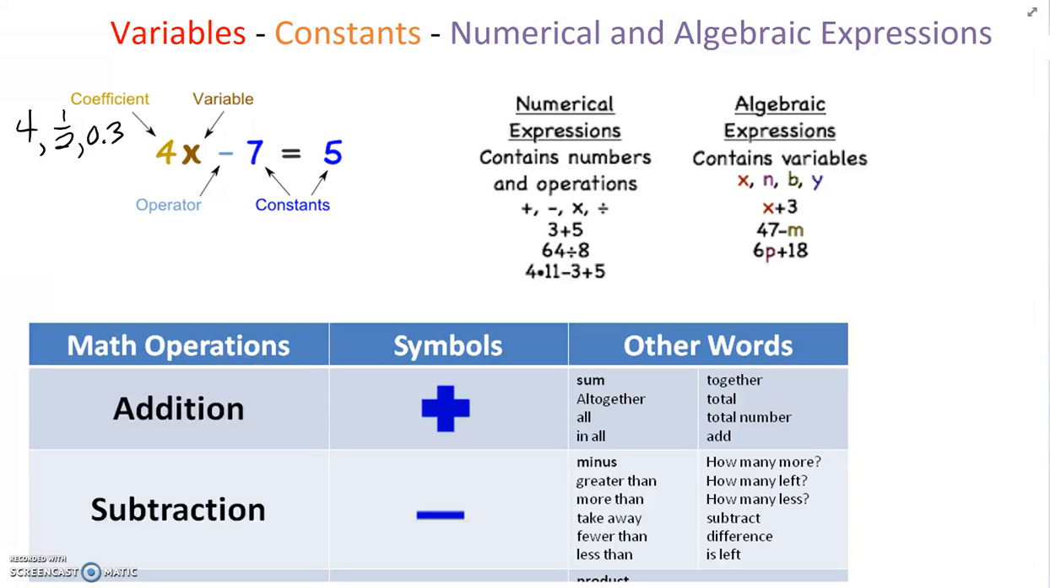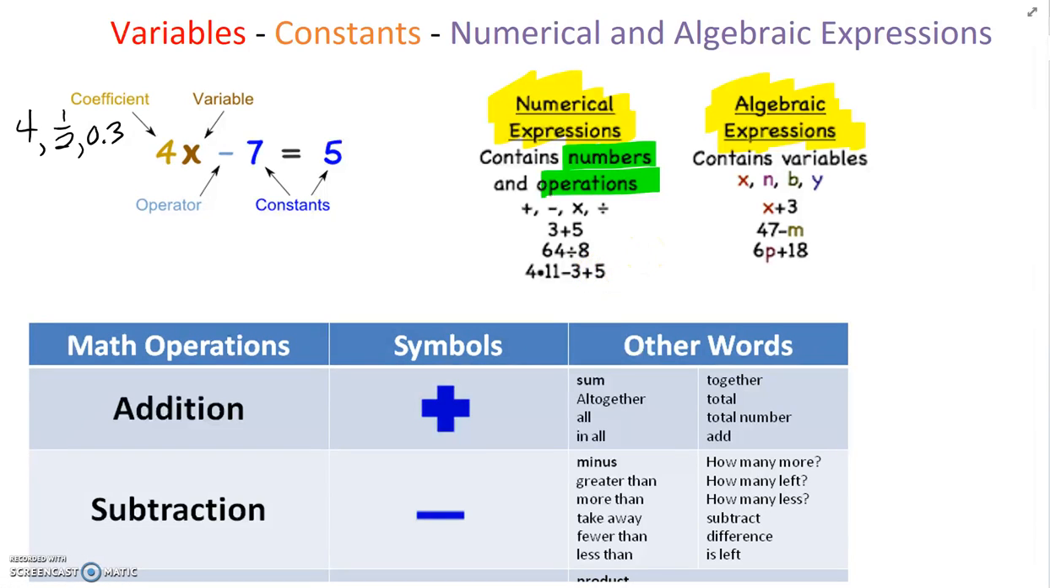Now, the two big ideas here: numerical expressions and algebraic expressions. Very similar. Numerical expressions just contain numbers and operations. So something just like 3 plus 5, 64 divided by 8, 4 times 11 minus 3 plus 5.